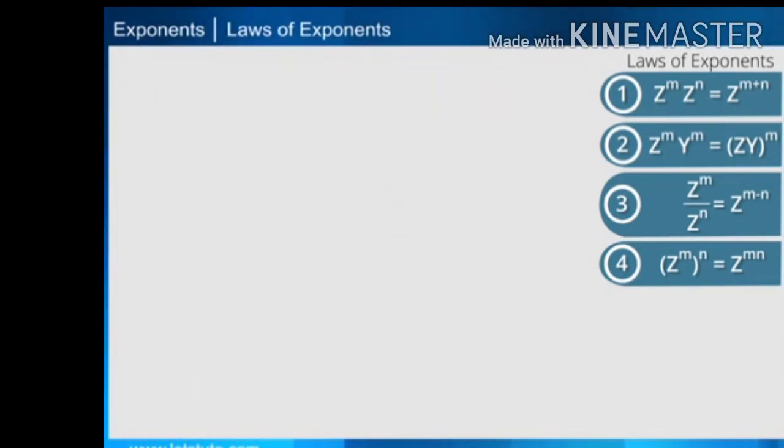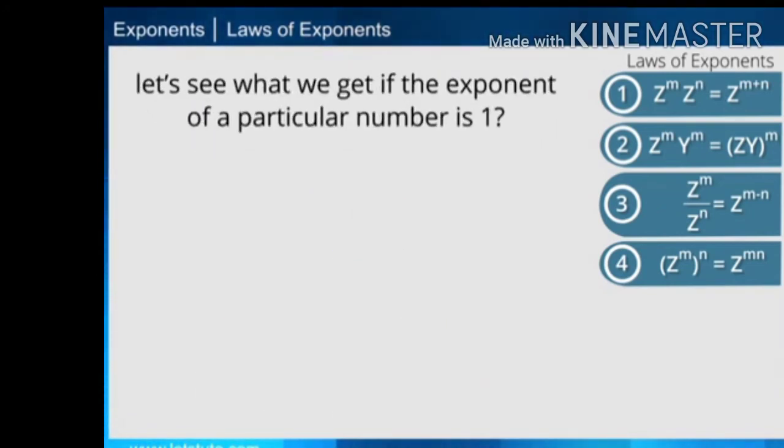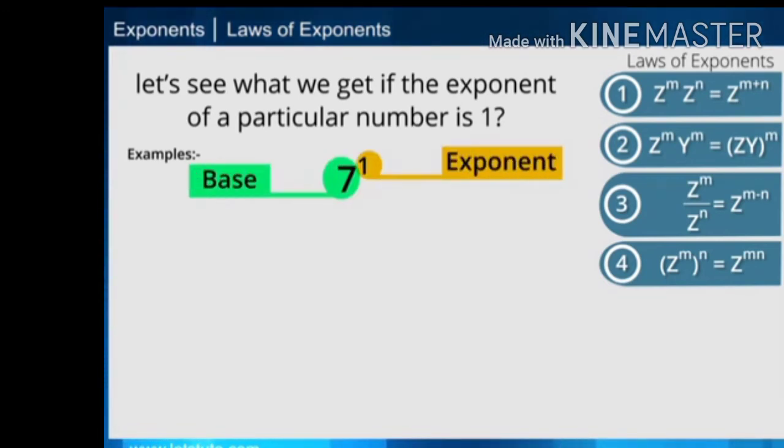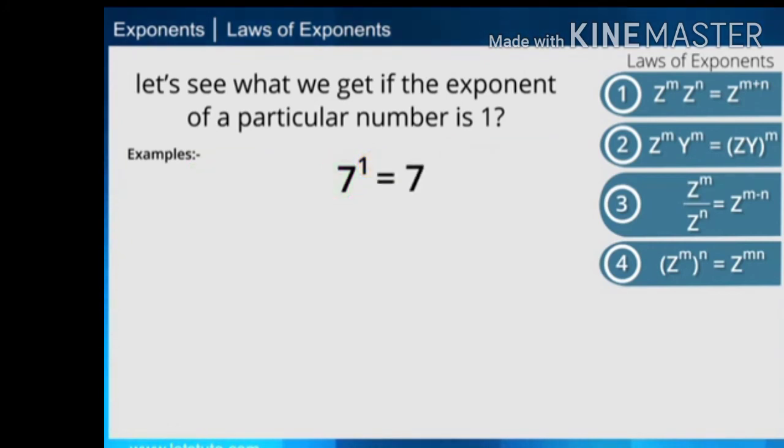Now moving further, let's see what we get if the exponent of a particular number is 1. For example, 7 raised to the power 1. Here the base is 7 and the exponent is 1. That is, we have to multiply 7 only one time. Therefore, the answer will be 7.